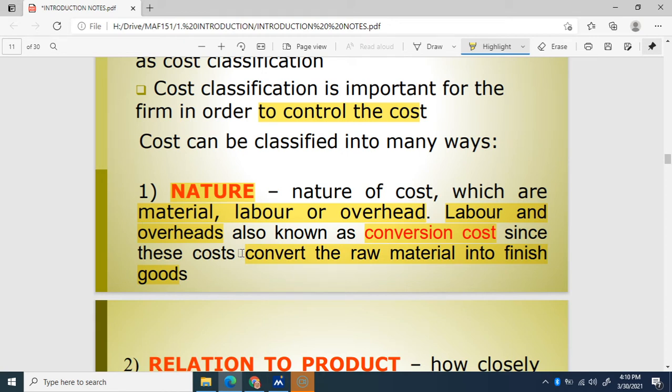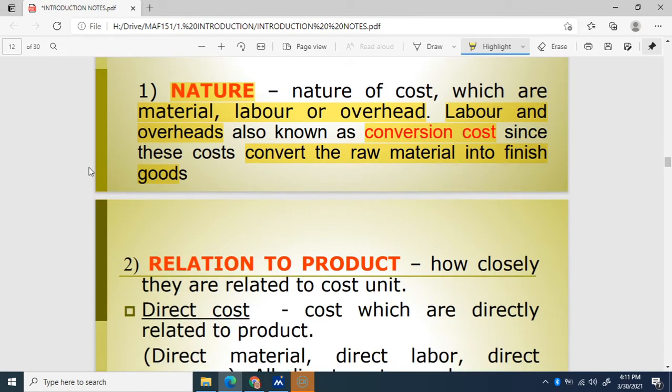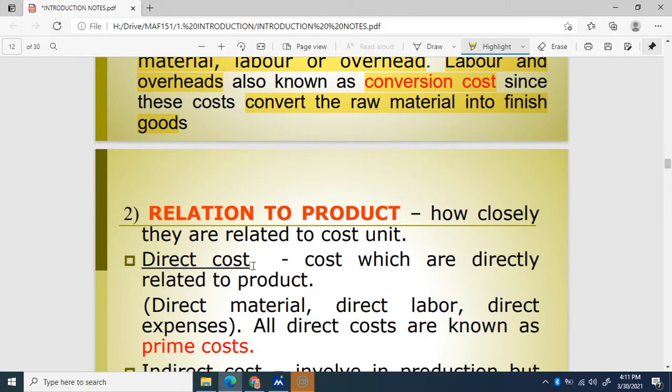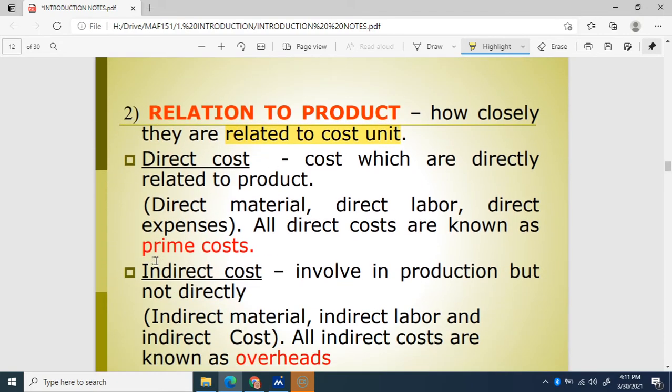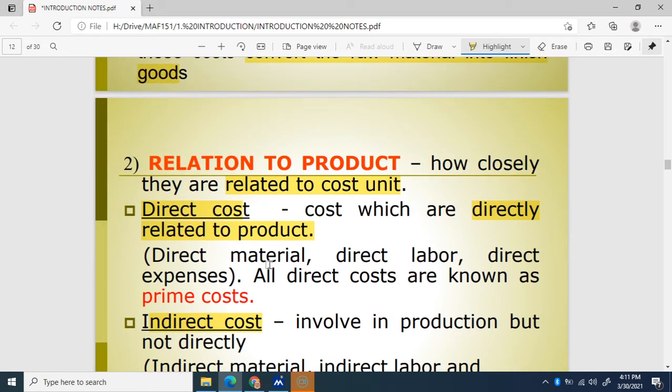The second classification is relation to the product. That means we refer to how closely they are related to the cost unit. So we have direct costs and indirect costs. What is direct cost? That means the costs which are directly related to the product. So if we have material just now, direct material will be direct cost.